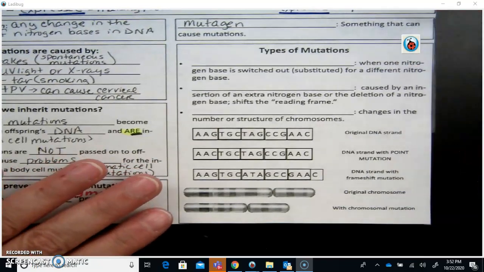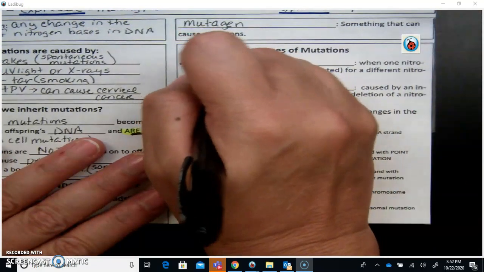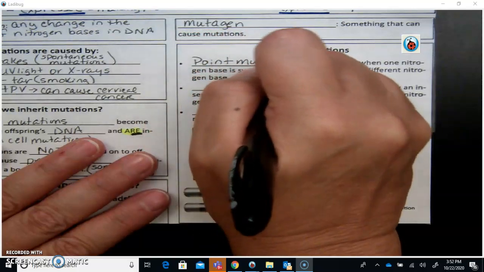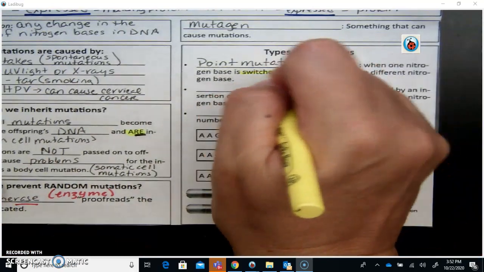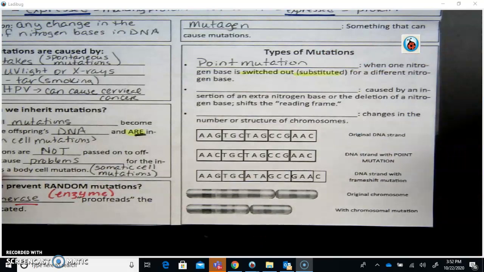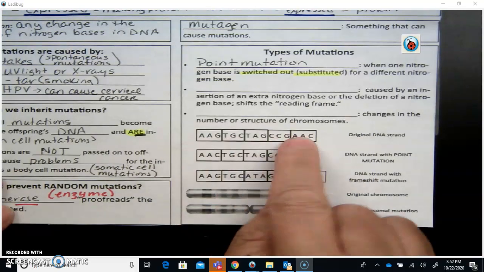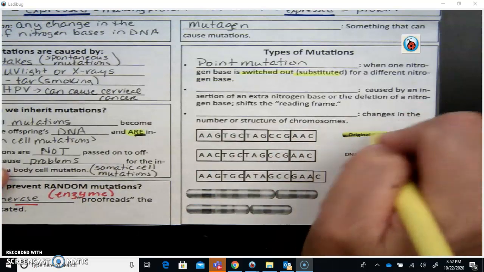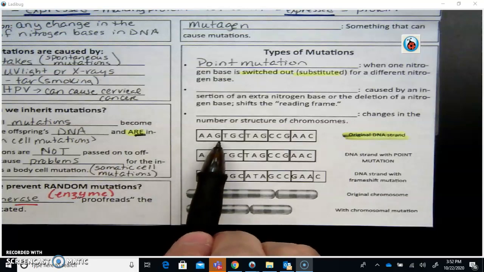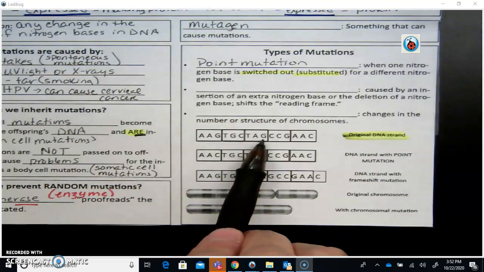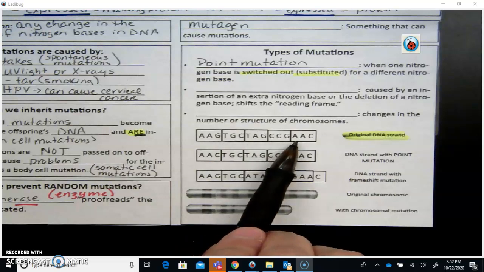Now, what are some of the types of mutations? Well, the first type of mutation is called a point mutation. This is when one nitrogen base is switched out, or substituted, for a different nitrogen base. So for example, let's look at our original DNA. This is the correct sequence. This is what it should be. It should go in the sequence AAG, TGC, TAG, CCG, AAC.